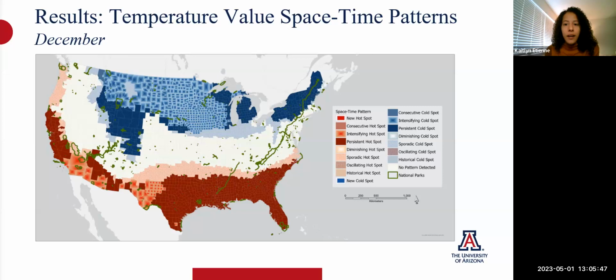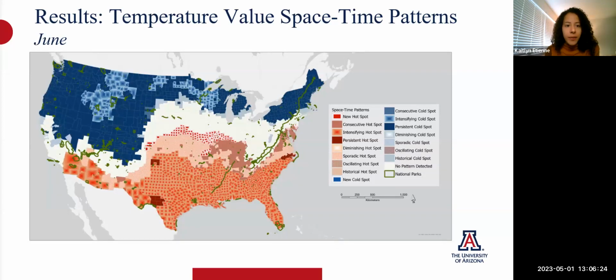So you can see here in the northern part of the map, the December temperature values are showing intensifying cold spots. This means that the location has been a statistically significant cold spot for 90% of the time step intervals, including the final. And the intensity of clustering in each time step is increasing overall, and the increase is statistically significant. So each of these designations is essentially showing patterns that are a combination of the space and time variables.